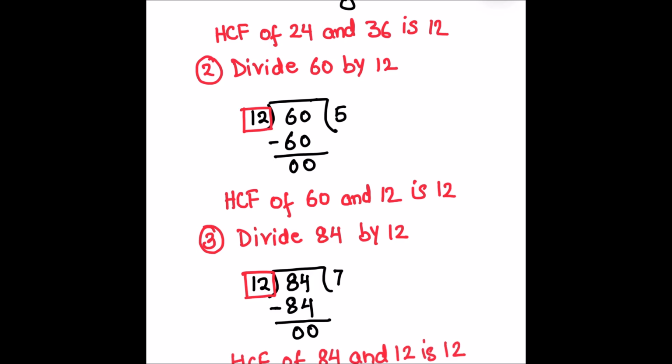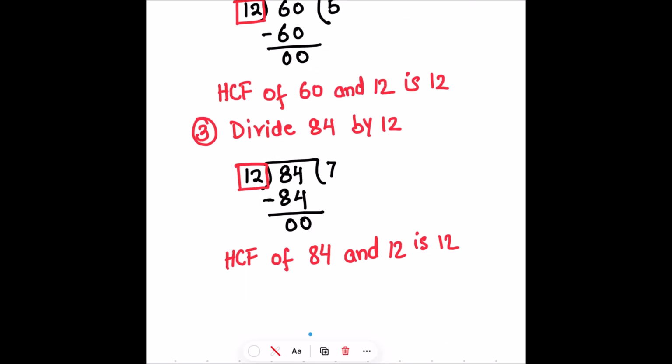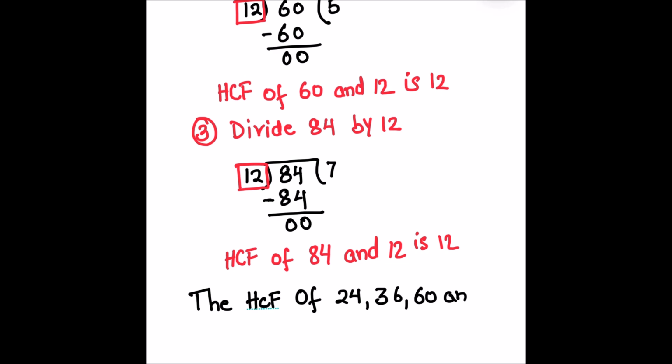Now we see that all the four numbers are divided and the HCF of all the numbers is 12. So our final answer will be the HCF of 24, 36, 60 and 84 is 12. This is our final answer.